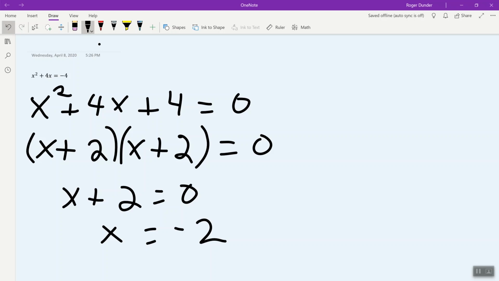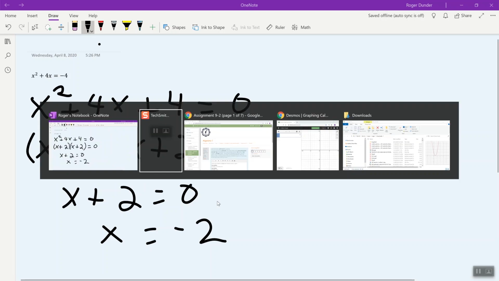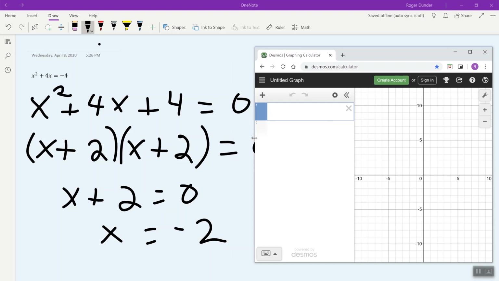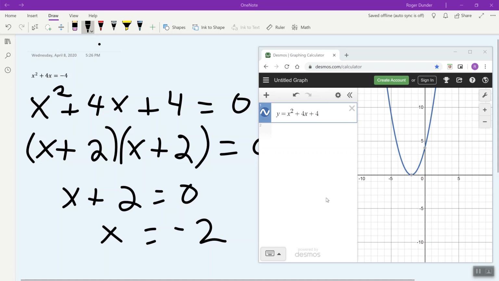Now, we're going to use the Desmos Graphing Calculator to graph this quadratic equation, which is in the shape of a parabola. Let's go ahead and graph this thing and see what it looks like. So let me try to bring up my graphing calculator. So here's the graphing calculator. Let's go ahead and put into this the equation of x squared plus 4x plus 4. So let's take a look at this in the Desmos Graphing Calculator and see what it looks like.